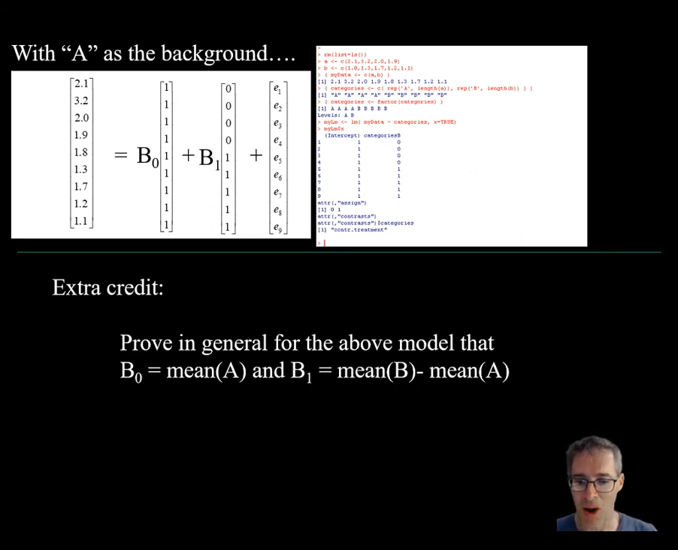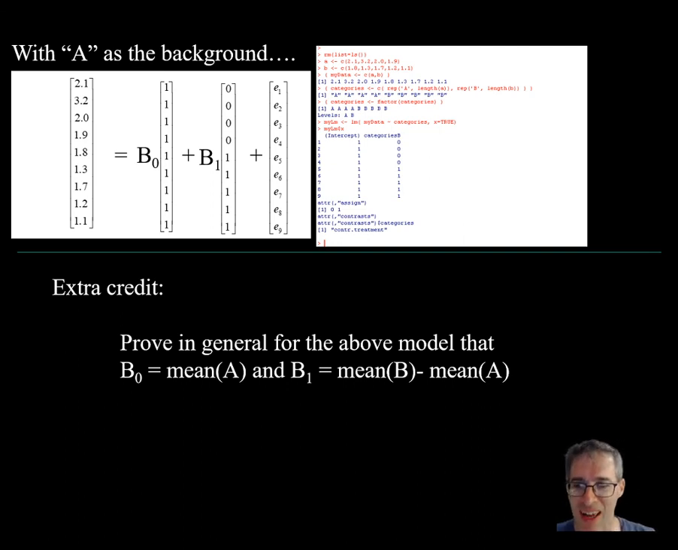So for many years I gave, as an extra credit in this class, the task to prove that B0 equals the mean of category 1, and B1 is the difference between the means. That was clearly true to me, and I saw this stated in various places, but I never actually found a proof. And I couldn't do the proof because my linear algebra is fairly weak.